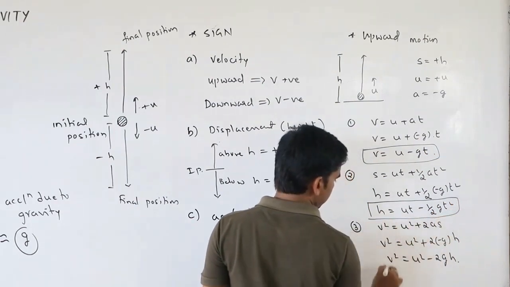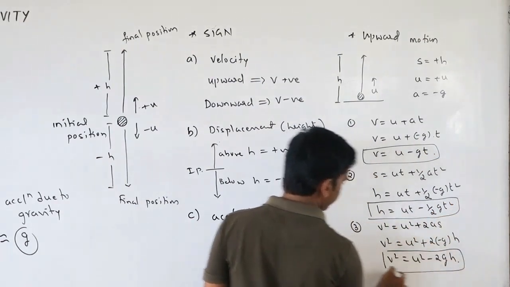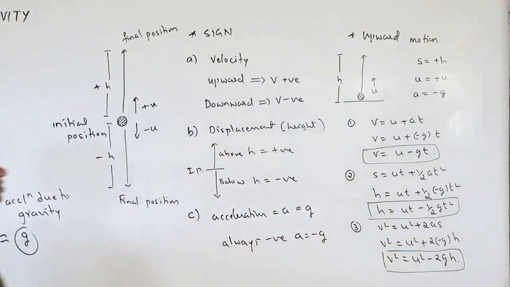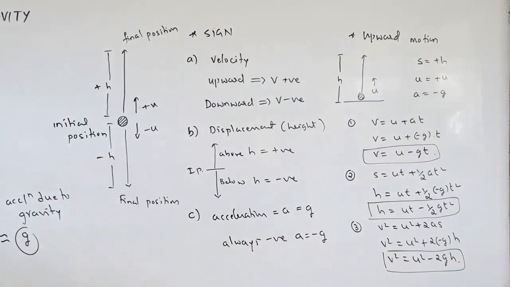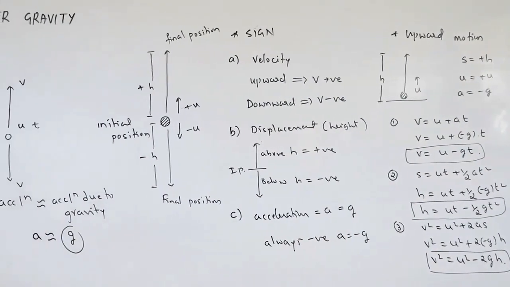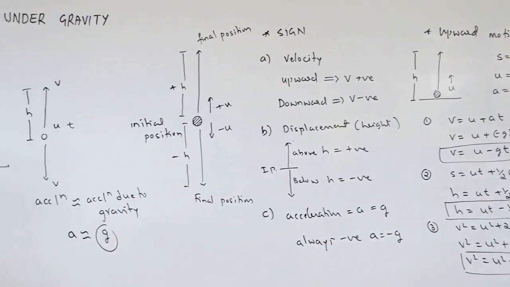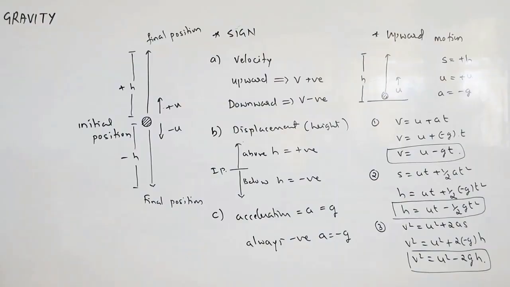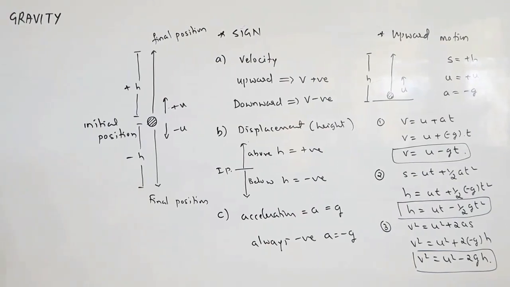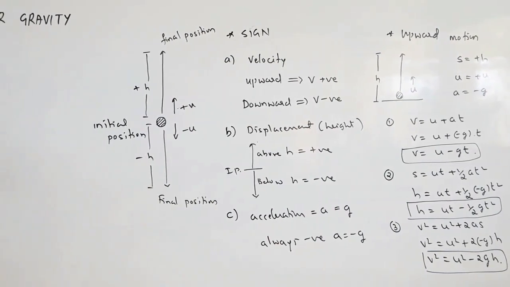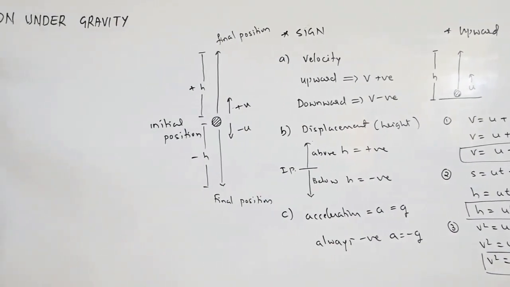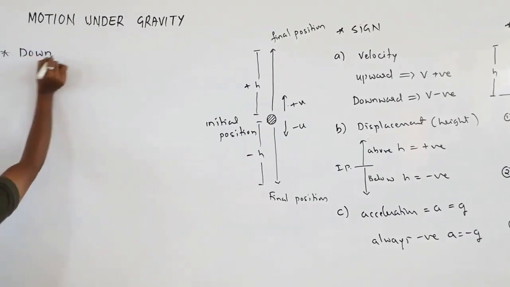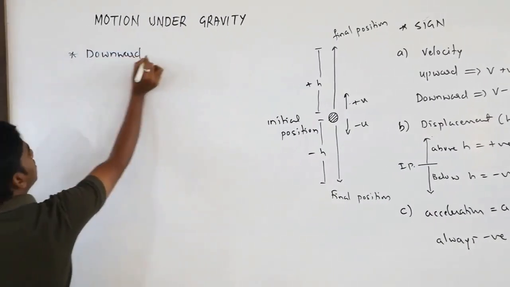Okay, so the equations got changed. For vertical motion, the equations got changed: in place of A, negative G, and in place of S, positive H. So that is for upward motion. So let us see the downward motion. What will be the equations for the downward motion?